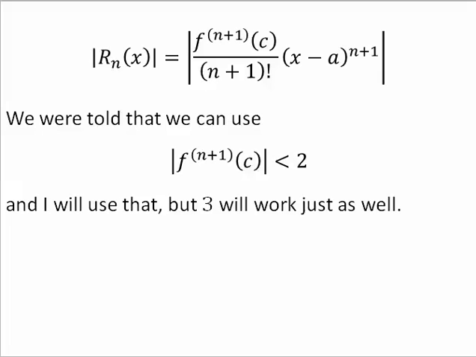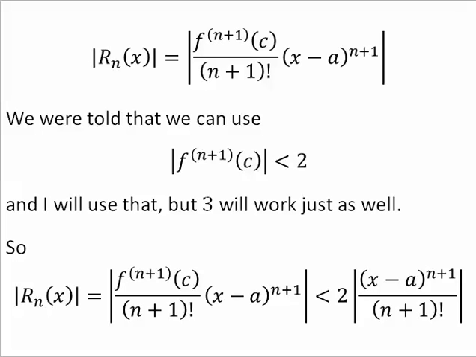Now, where they got a bound of 2, I'm not really sure. They probably cheated, but our bound of 3 would work just as well. It's not a big deal whether it's 2 or 3. I'm going to use 2 because they said to use 2, but we could have used 3.